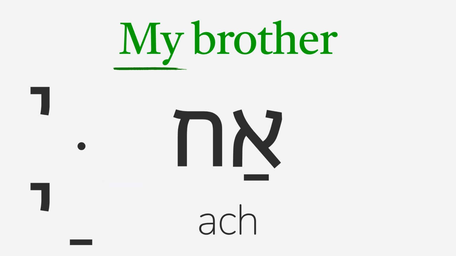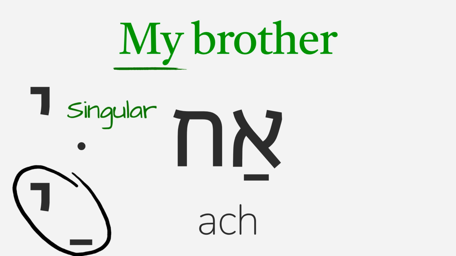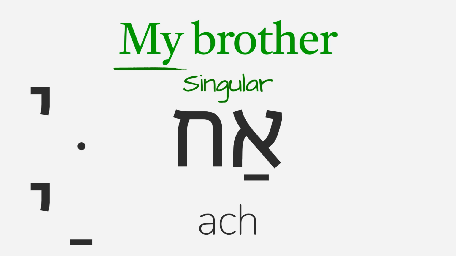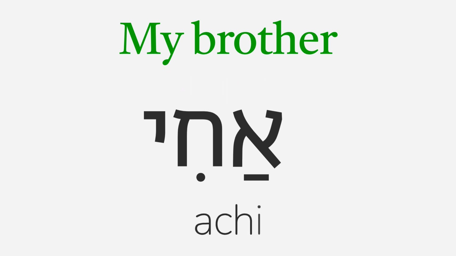Now, there are two suffixes for me or my, i and ai. The reason there are two different suffixes is that the first is used to mean my for singular nouns only, and the second only for plural nouns. Ach is singular, just one brother, so we use the first suffix i to say my brother, singular. Ach plus i makes achi, my brother, achi.